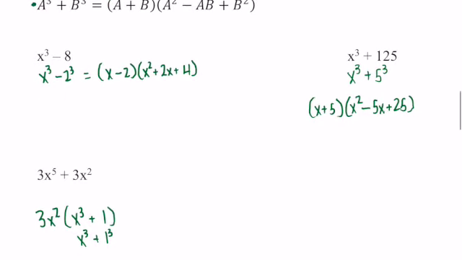We can use our sum of cubes formula up at the top there. Remember, the greatest common factor doesn't go away. The 3x squared will still be there at the front. And then using our sum of cubes formula to factor x cubed plus 1 cubed, we would have x plus 1 times our first part squared, which would be x squared, minus x times 1, which would be minus x, and then plus 1 squared, which is plus 1.